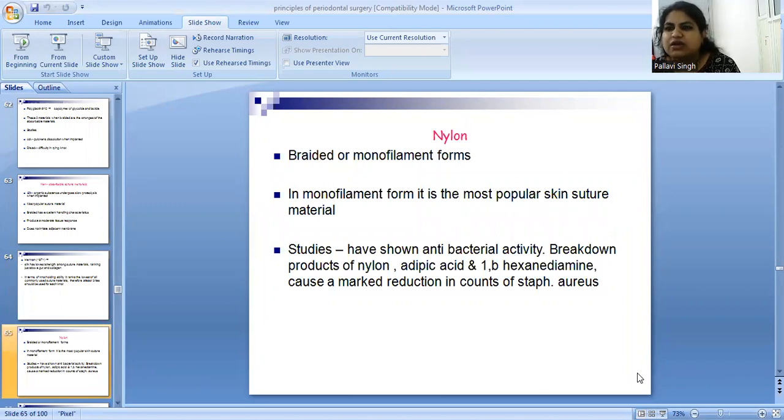Now comes the second, nylon. It is available in braided and monofilament forms. In monofilament form, it is the most popular skin suture material. Studies have also shown antibacterial activity, and the breakdown products of nylon, adipic acid and hexane diamine, cause a marked reduction in the count of Staphylococcus aureus.